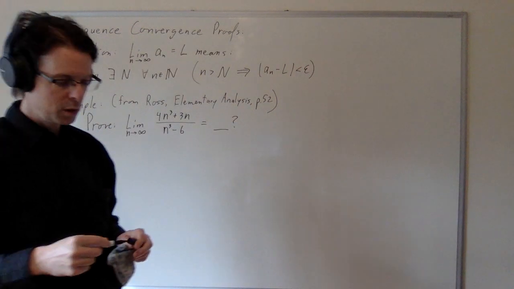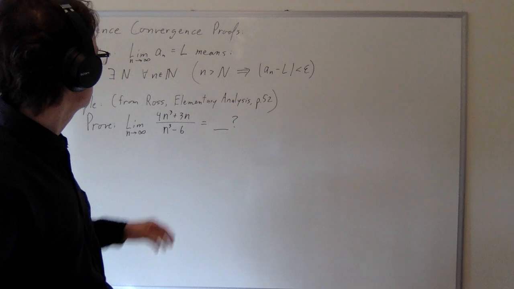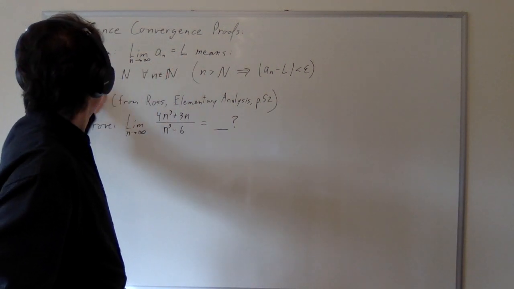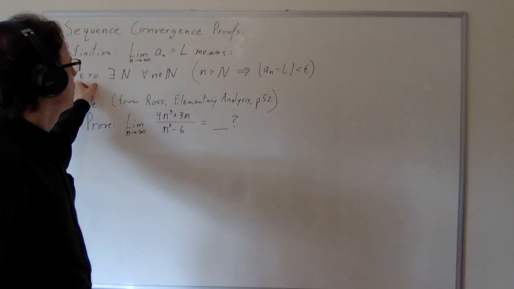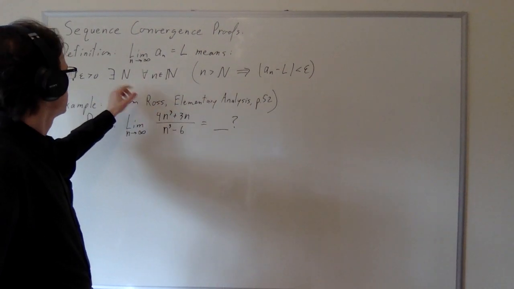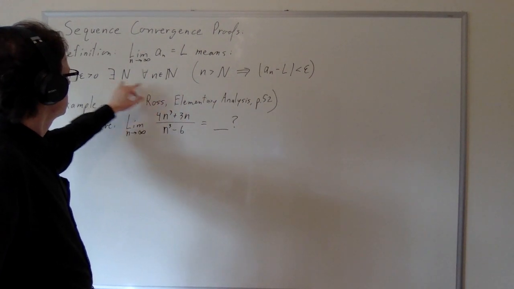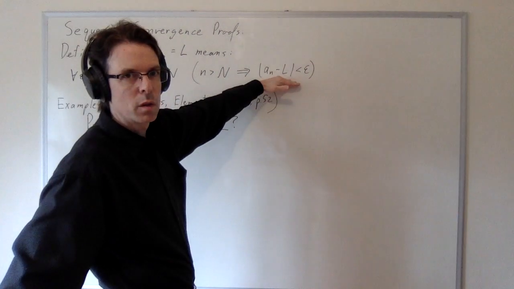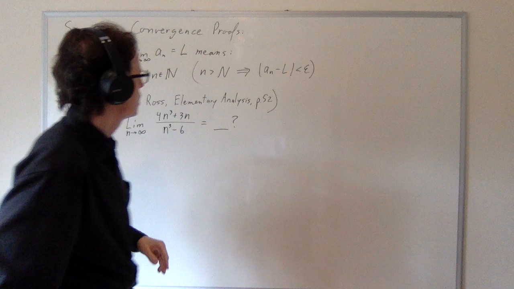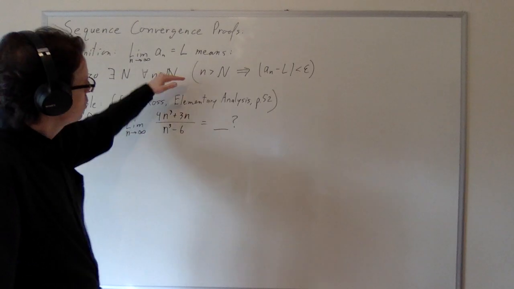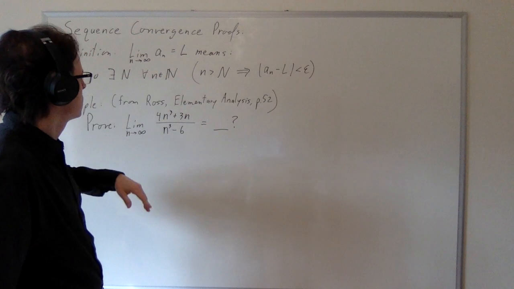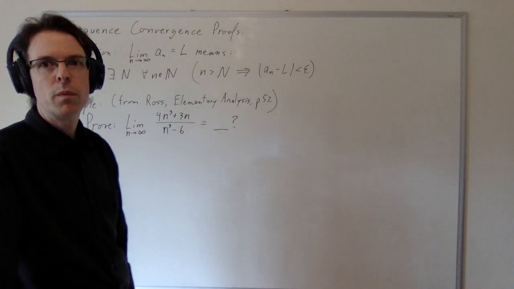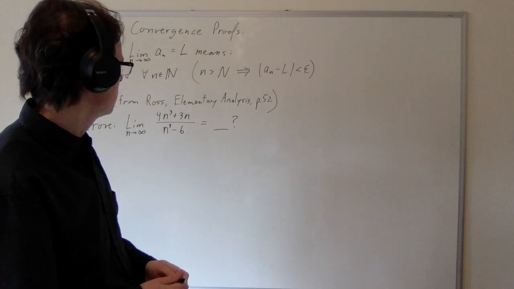So in simple language, this really means however close you want the sequence terms a_n to be to L, where the proximity is given by epsilon, then the sequence terms are eventually that close. After some point, all of the sequence terms beyond that point are within that distance from the target value L. So we're going to try to use this definition of sequence convergence directly on this limit to calculate the value of the limit and prove that it's equal to its value.